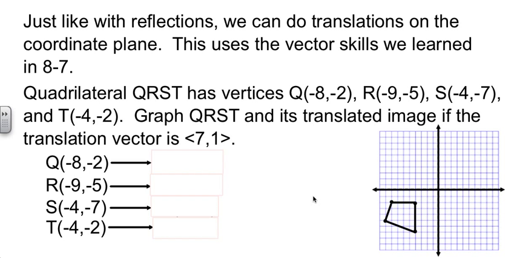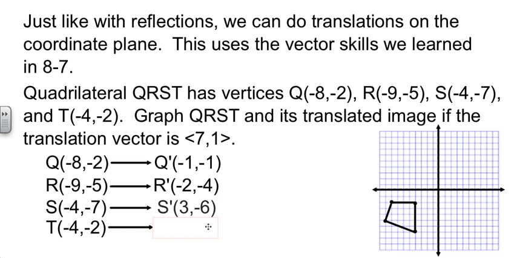Now our job is to graph that, and then the image of it, if the translation vector is 7, 1. This is telling us something, remember. This is telling us to go right 7 and up 1 from where we are. So Q goes to Q prime. All I did was add 7 to the x, add 1 to the y. R will go to R prime, add 7 and add 1. S to S prime, T to T prime.